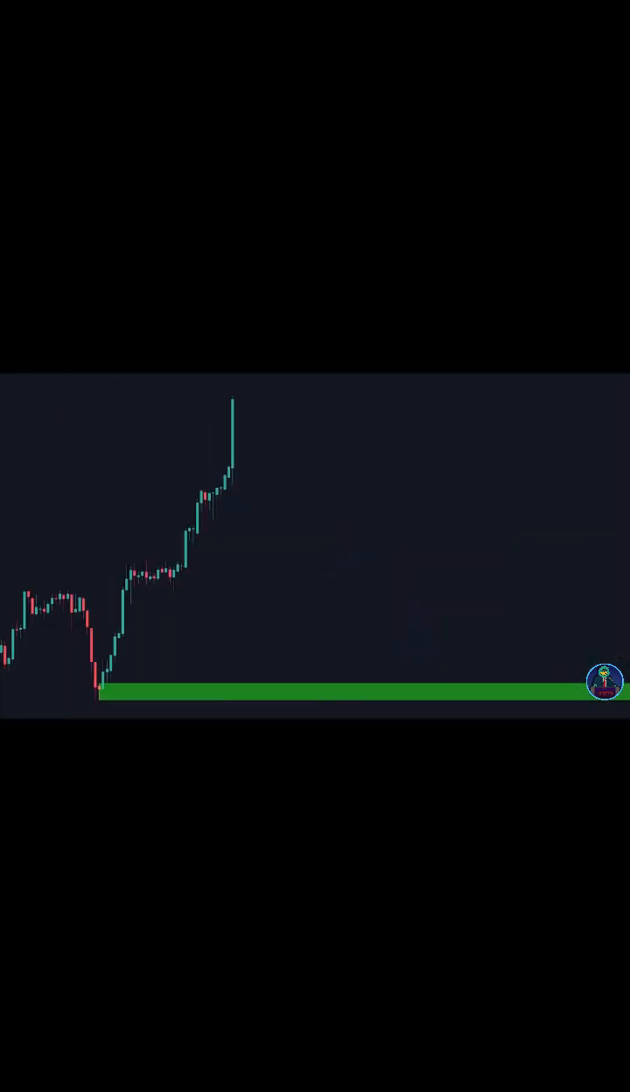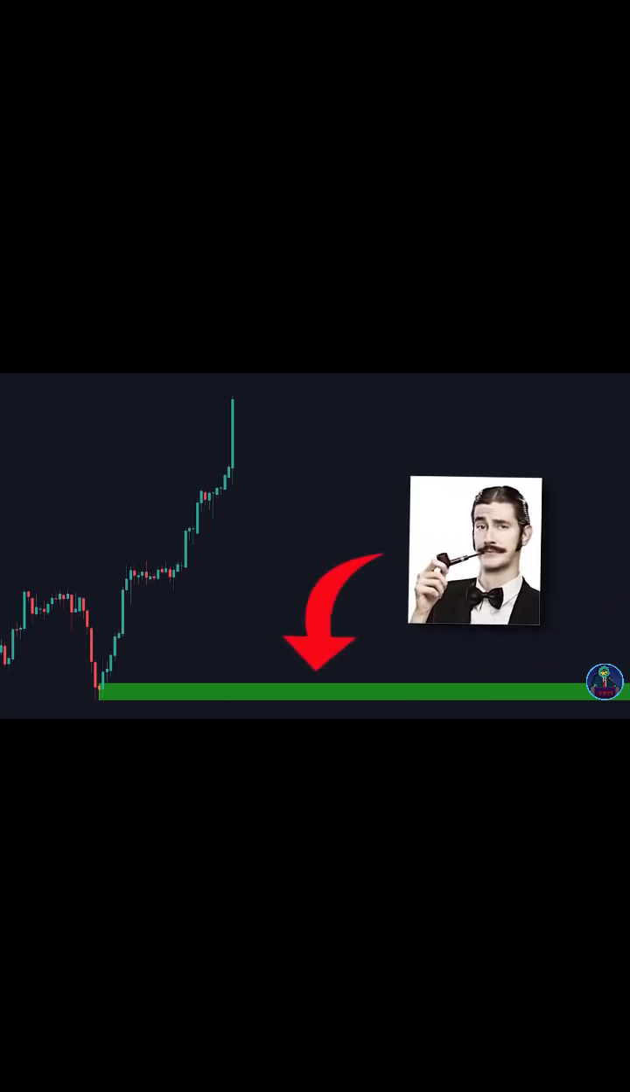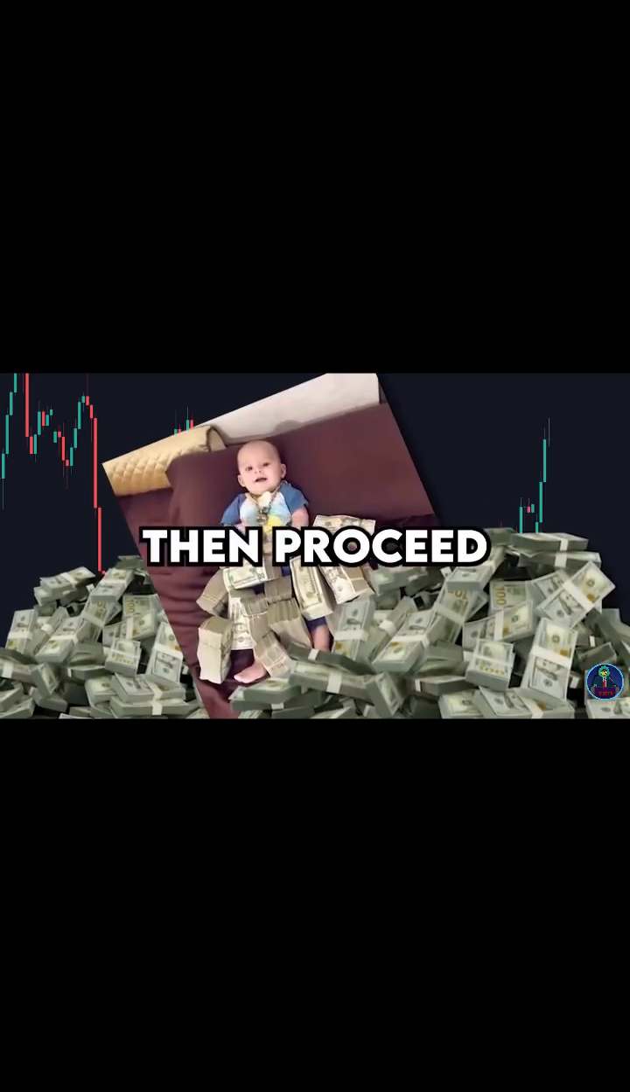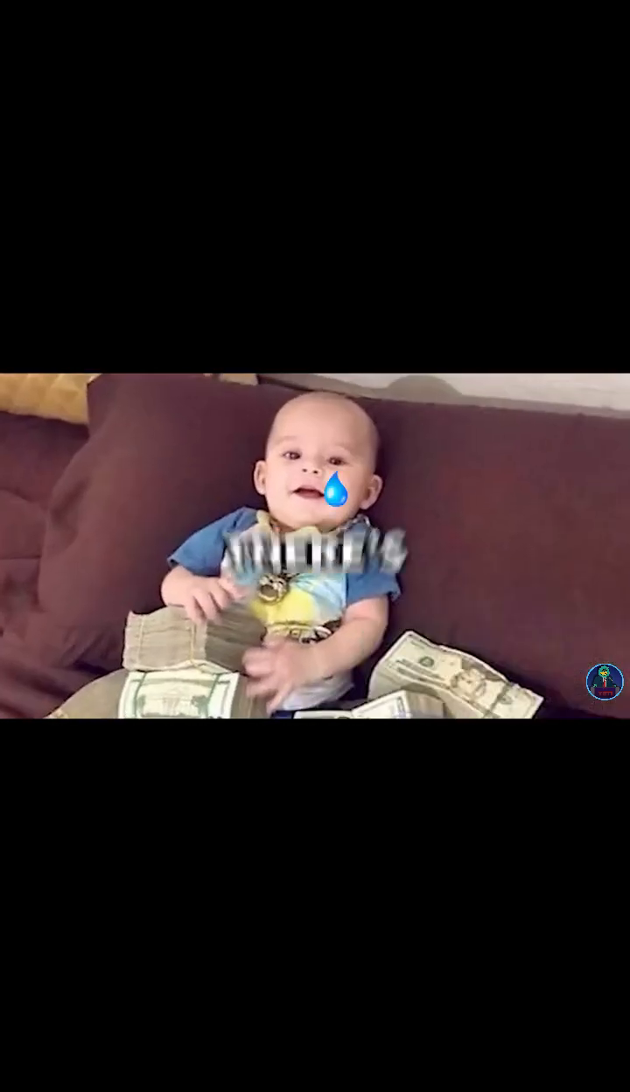You want to buy from zones where institutional buying and selling is occurring. You know, where the big bank boys are entering. Now, finding these levels is extremely easy. You simply find the candle before the strong move and mark the low to the high of that specific candle. You then wait for price to come back to that zone, enter your position, then proceed to make millions of dollars. But there's a huge problem.